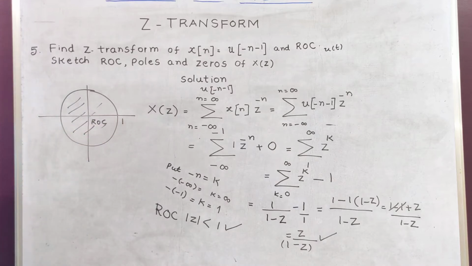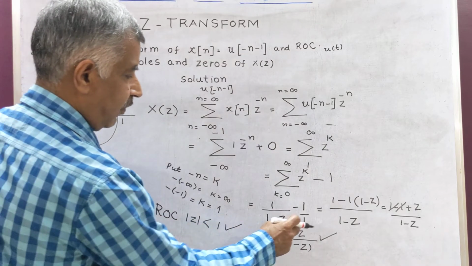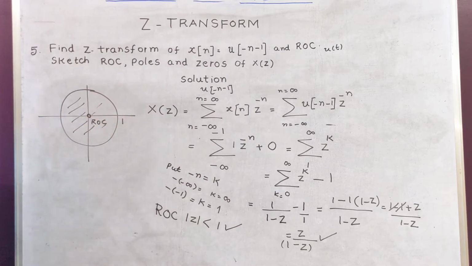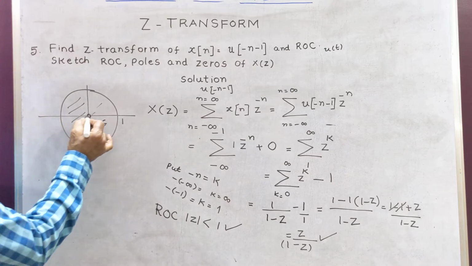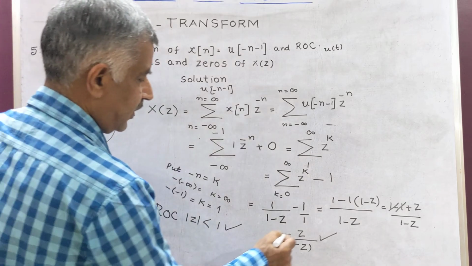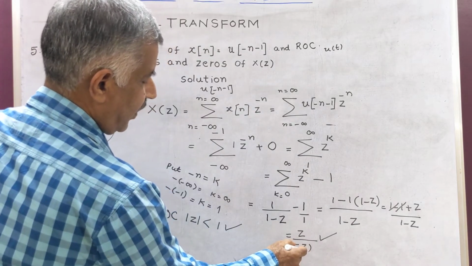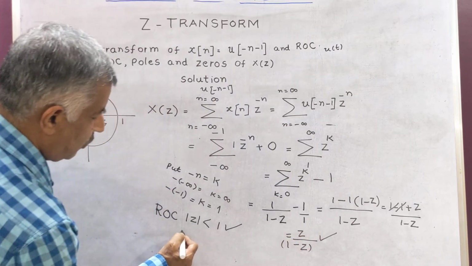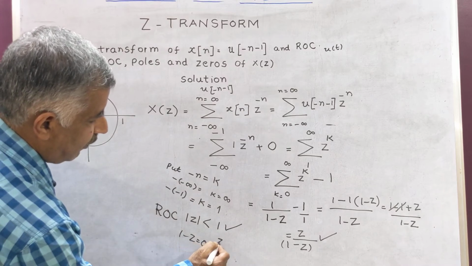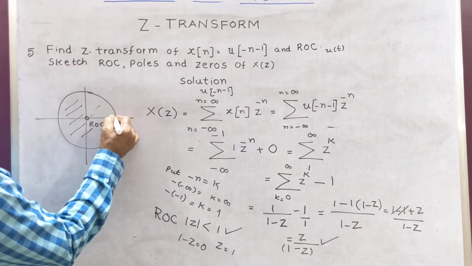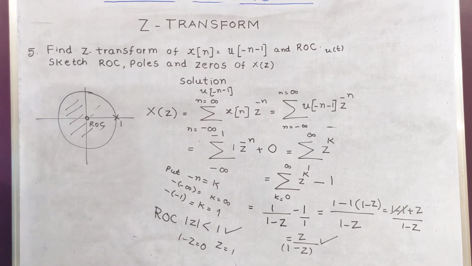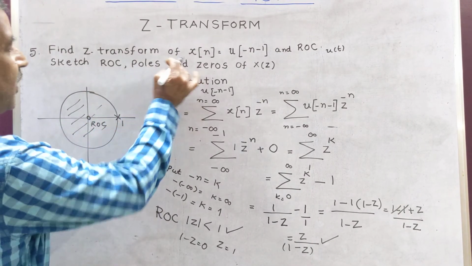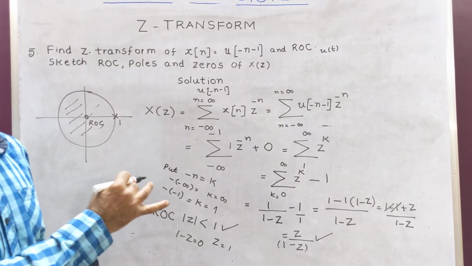Now here, z equal to 0 is a zero. Then there is a pole at 1 minus z equal to 0, or z equal to 1. So z equal to 1 is a pole. This is the sketch of the ROC, poles and zeros. So that ends the problem.